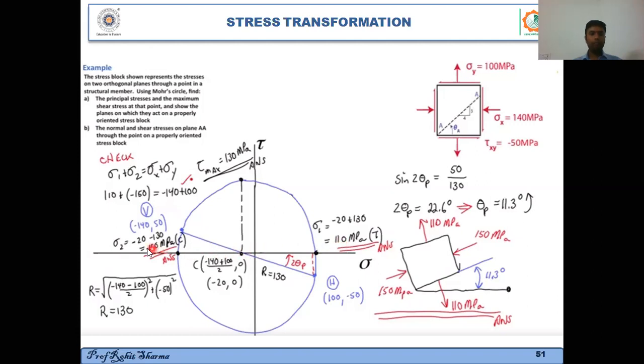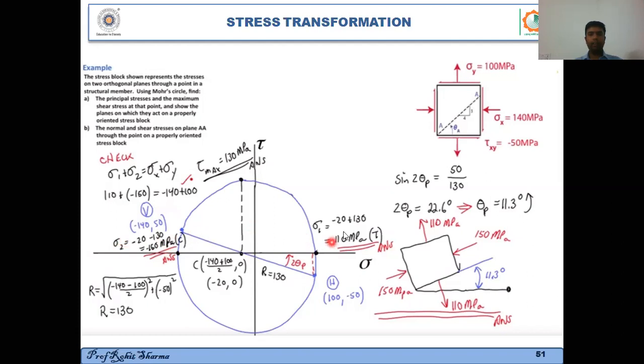Now, if I have to find out the value of sigma 2, then this is the center, this is the radius. So this distance is nothing but 130, and this distance is minus 20. So if I have to calculate the distance of this point from the origin, sigma 2 will be equal to minus 20 plus minus 130, right? So minus 20 minus 130 is nothing but minus 160. So the value of sigma 2 is minus 160 megapascal, and it is compressive.